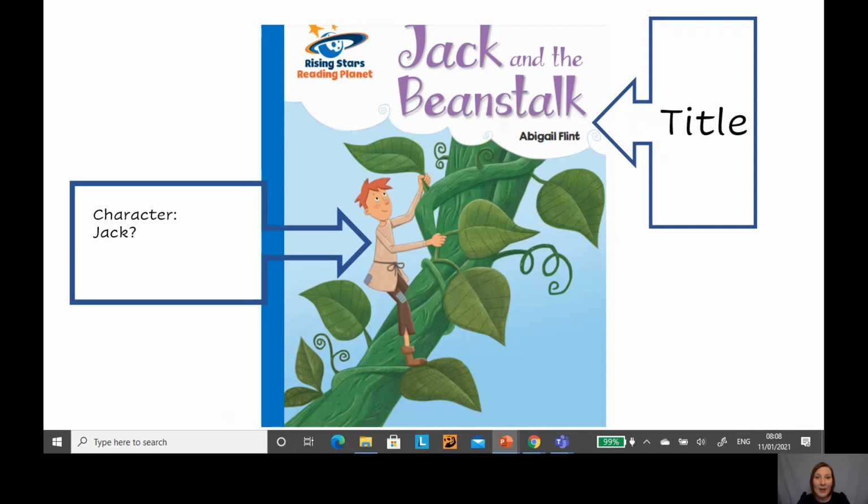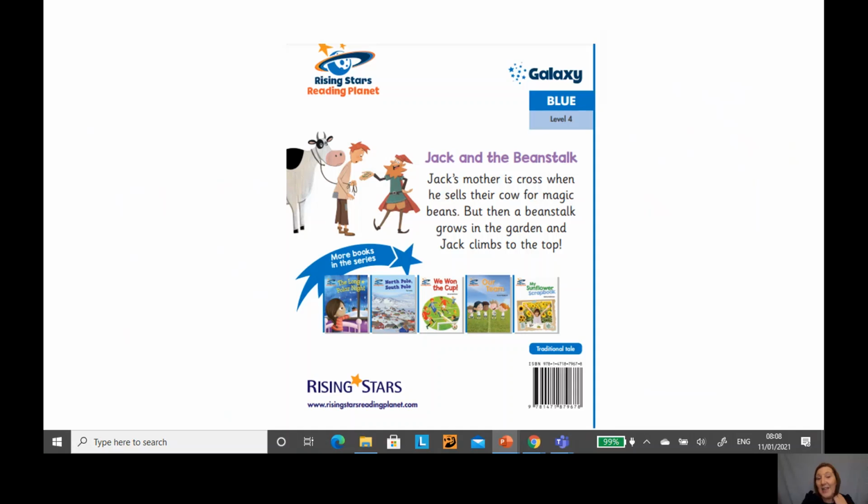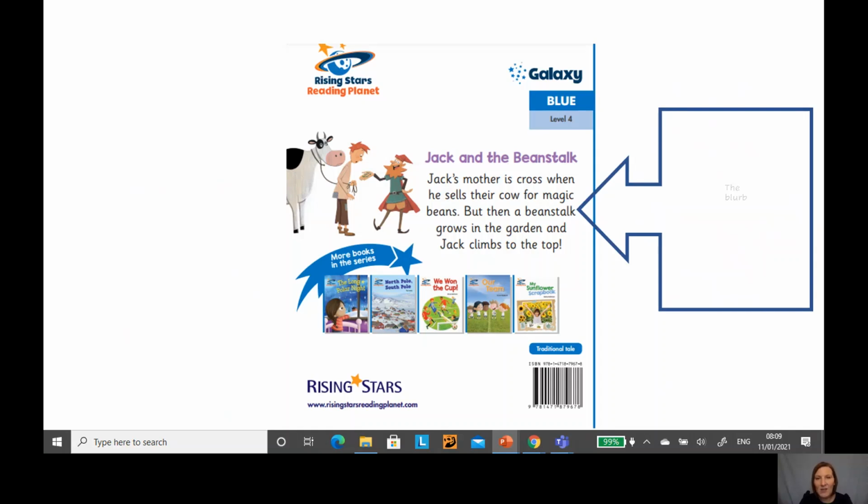Now, if I flip the book over, we have the back. Now, on the back, we often find some writing, and this writing is called the blurb. And the blurb tells us a little bit about the story. It gives us some information about it. I'm going to read the blurb to you now.